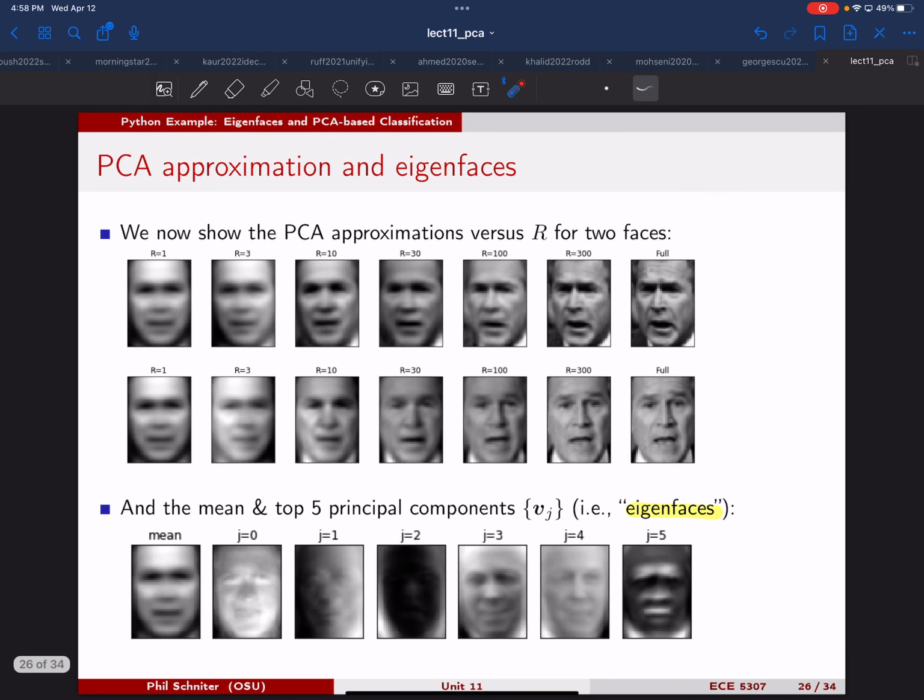I think it's a nice little experiment, a nice way of understanding eigendecompositions. All right, any questions on this?